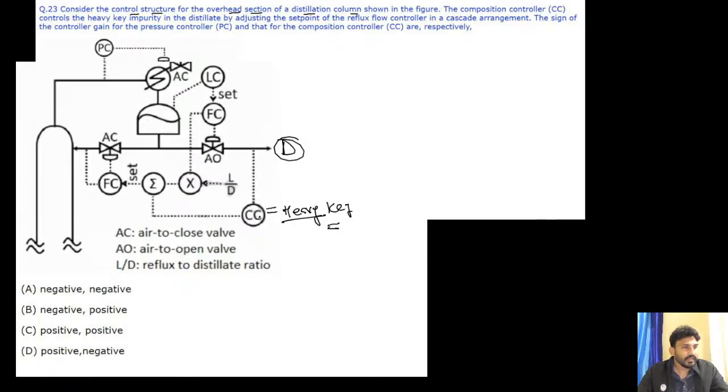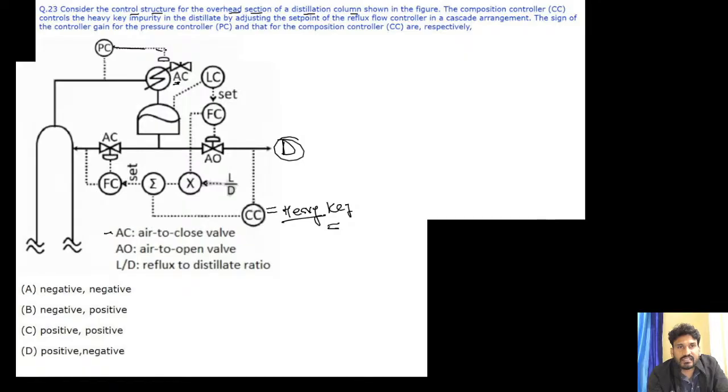ठीक है, सो पहले समझो. Now just try to understand what is the problem first. So my pressure control, this is my PC. So PC is used to control the pressure, right? And this AC is my air to close valve. So PC कंडेंसर के ऊपर वाली जो AC वॉल्व है, ये जो AC वॉल्व है, इसको मैनिपुलेट करेगा.